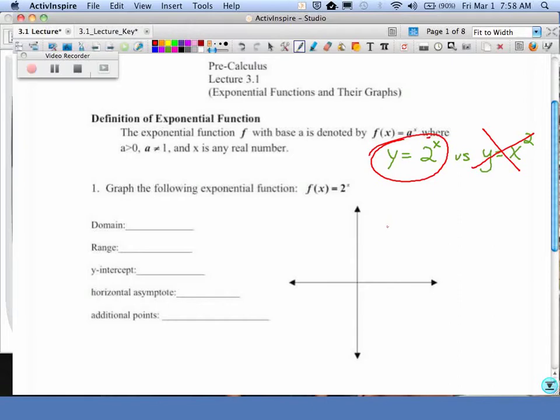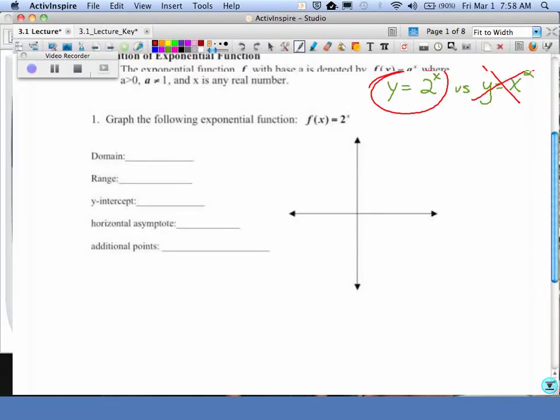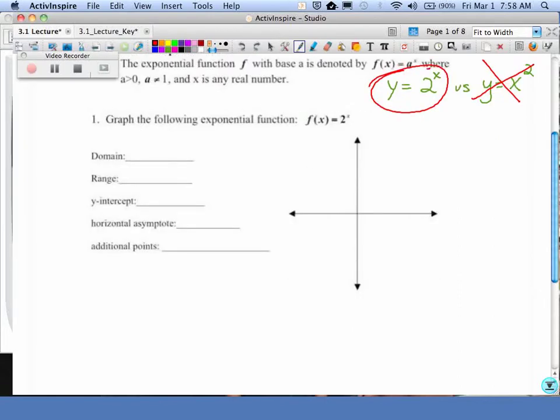So if we're going to graph this, wherever it says additional points, you can just cross that off. We're really talking about if you need to make an XY table so you could plot some points. Let's say you put in 0. What happens when x is 0? Any base raised to the 0 power is 1.